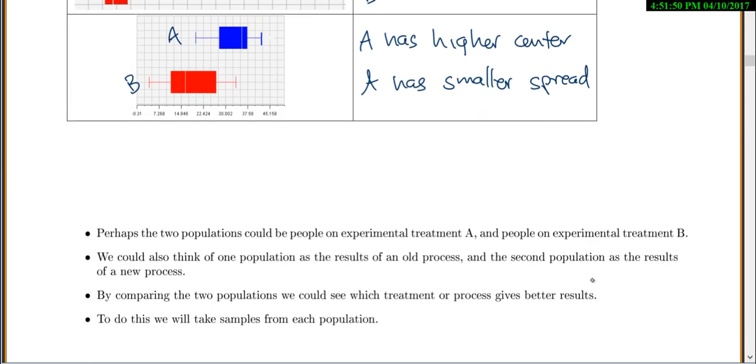So why would you want to compare two populations? Perhaps you could think of it as people on experimental treatment A and people on experimental treatment B. You'd want to compare these two treatments to see which one is better. Or you can think of one population as the result of an old process, maybe the old status or the old drug that everyone's currently taking, and the second population as the result of a new process, like a new drug they might be trying to introduce. By comparing the two populations, we could see which treatment or process gives us better results. And to do this, we'll go ahead and take samples from each population.